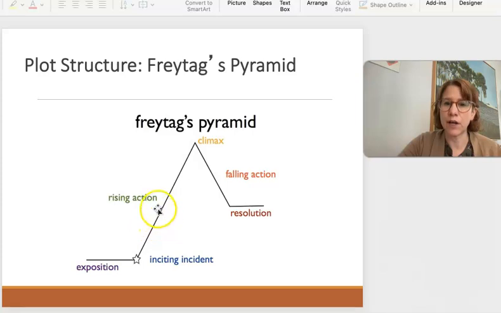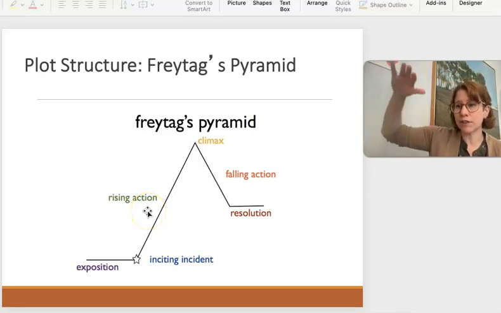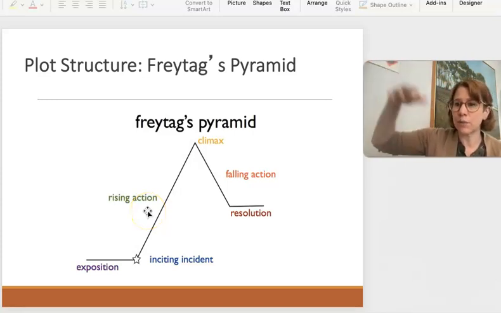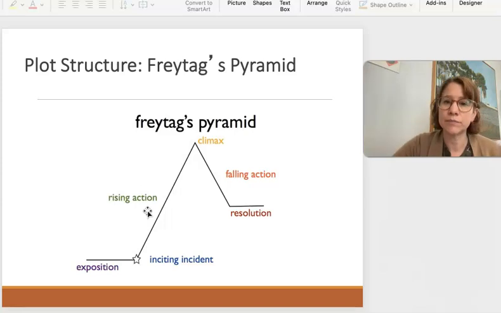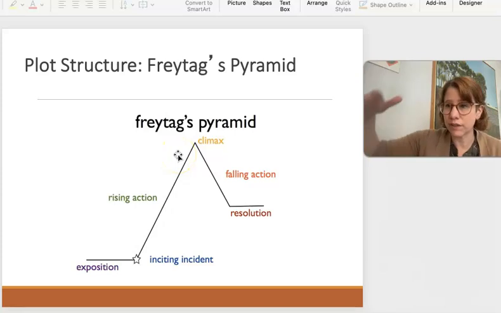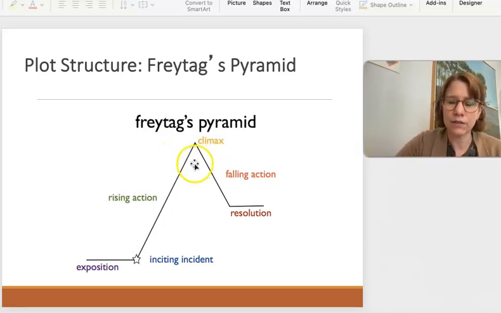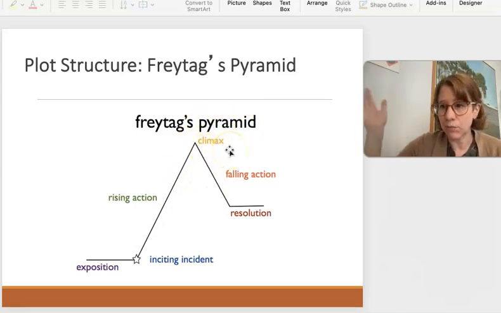So these are parts of your plot points through the rising action, and there's usually a build-up of tension or a build-up of different events that occur throughout a story, creating character development and also leading the protagonist to a certain moment. And that's where we get to the most climactic moment.